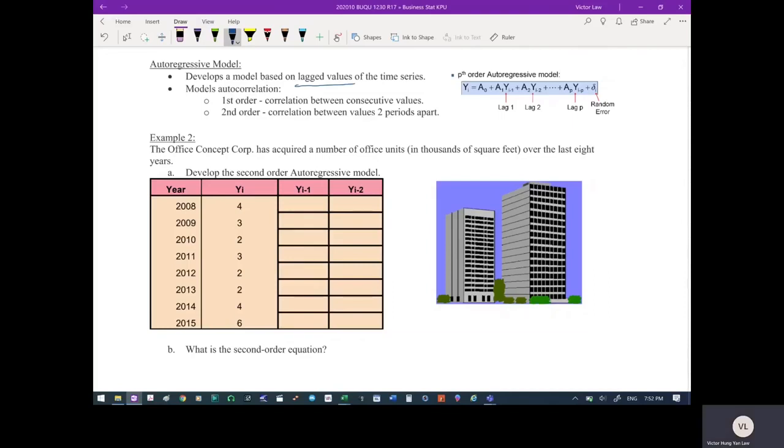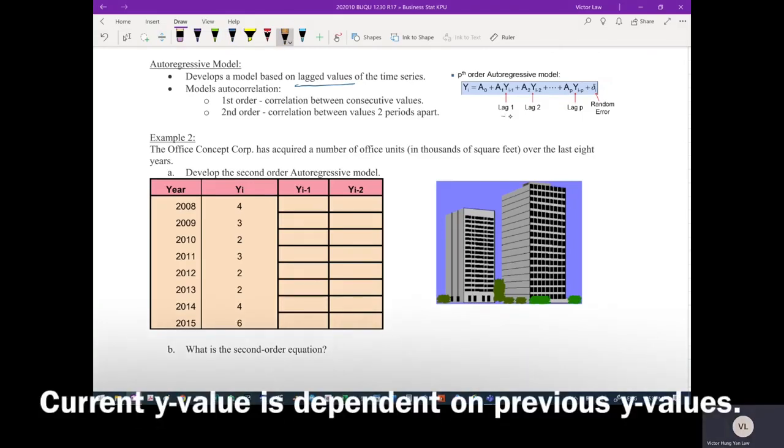Autoregressive model. What the autoregressive model is saying is that now there's a lag in the time series. So when we look at the equation here, if y is sales, the sales in the current period are now dependent on the previous year's sales. So your current year sales is dependent on your previous year's sales and the year before as well.